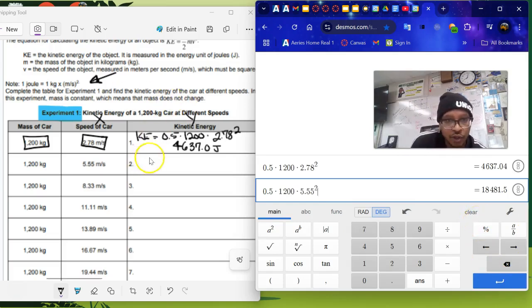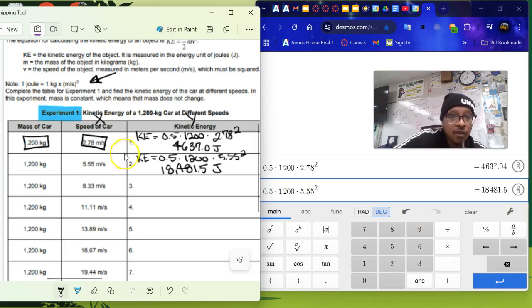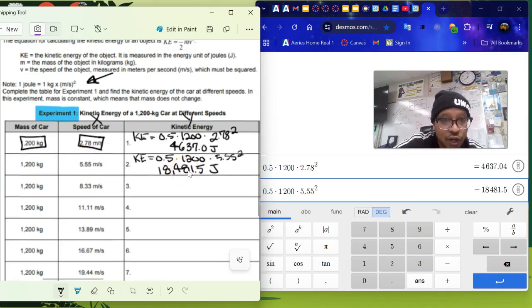So I need to show all my work here, so I'm going to go ahead and do that. KE is equal to 0.5 times 1200 times the velocity squared, which is 5.55 squared, and then that answer is going to be 18,481.5 joules. Bam. So now my X is going to be 5.5, and then 18,400 is going to be my Y.